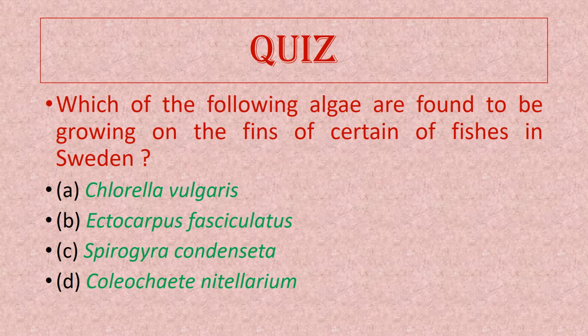Before I start the main video, there is a quiz for you. This is an easy question. If you know the answer, then write it in the comment section, or otherwise I will be discussing it at the end of the video. So, which of the following algae is found to be growing on the fins of certain fishes in Sweden? It is the fin of fishes, not the scale of fishes. Some videos back, I also put a quiz about which alga grows on the scales, but it is not here. I have not given the scales, but I have written fins of certain fishes, so be careful to answer this one.